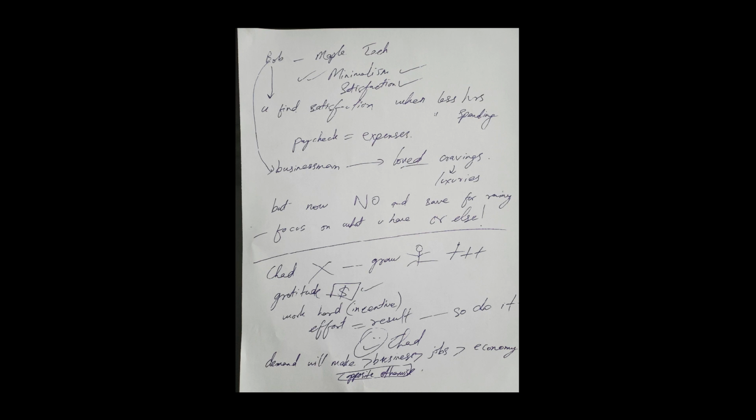Now, next thing he said was demand will make greater businesses, greater jobs, and greater economy. So greater sign. You don't have to write more or greater every time, just short forms. And then he said opposite otherwise. So if you don't do it, it's opposite. So that means your economy will crumble and so on.